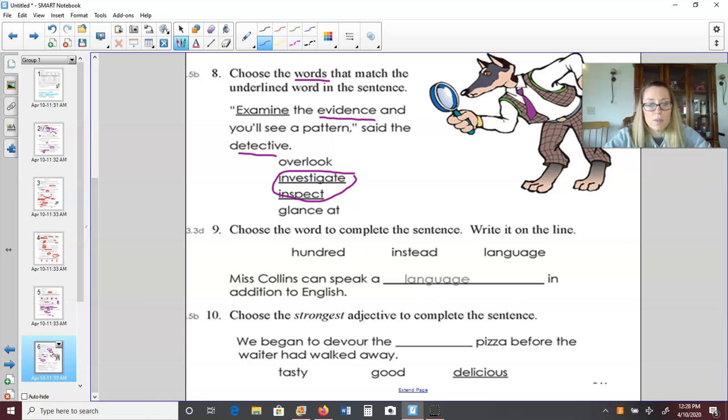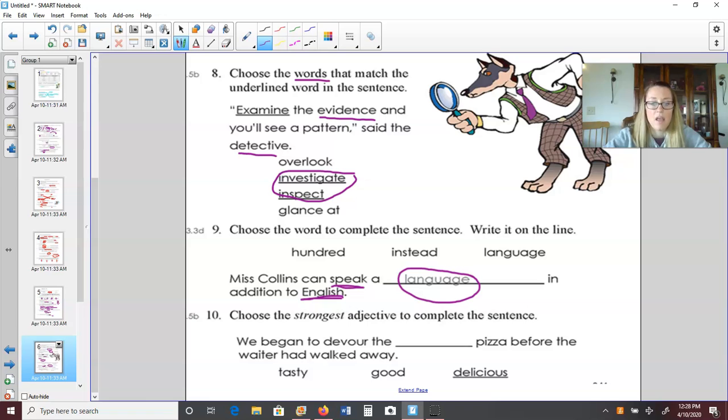Number 9, choose the word to complete the sentence. Miss Collins can speak a blank in addition to English. So keywords here, you're speaking something. English is a type of language, so she can speak a language in addition to English. So maybe she can speak German or French or Spanish.